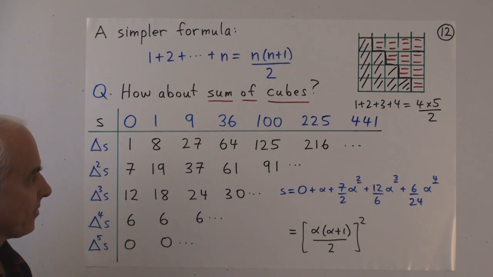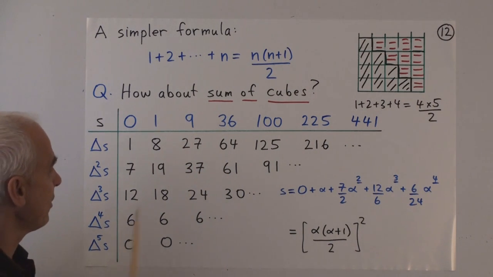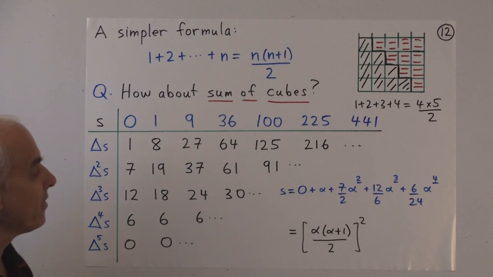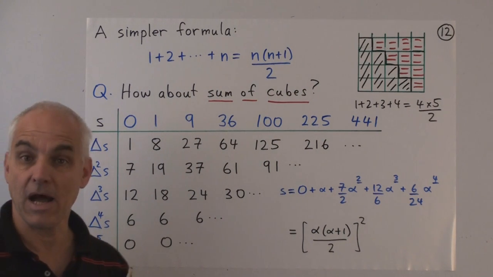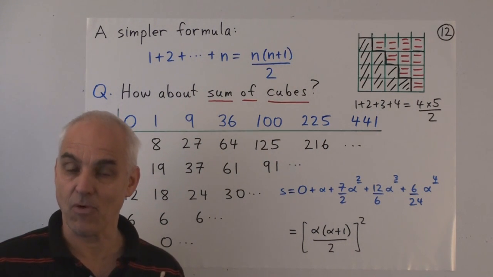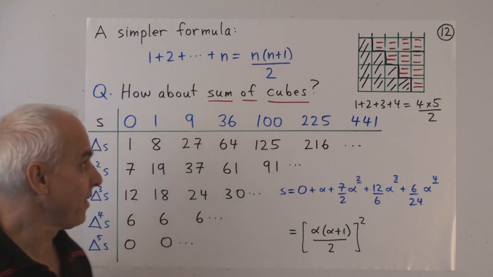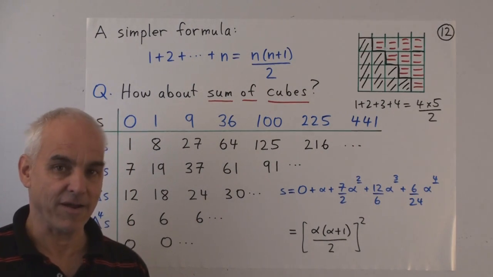What is it telling us? It's telling us that the sum of the first 5 cubes, say 1 plus 8 plus 27 plus 64 plus 125, is the same as the square of the numbers 1 plus 2 plus 3 plus 4 plus 5. That sum is 15. 15 squared is indeed 225.